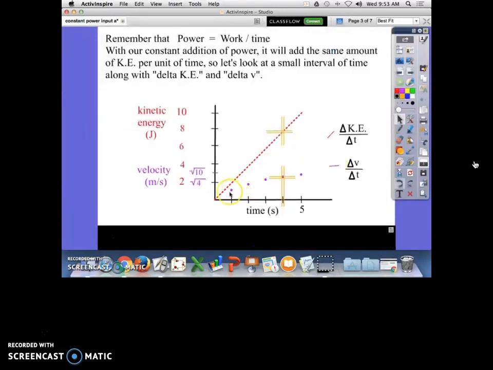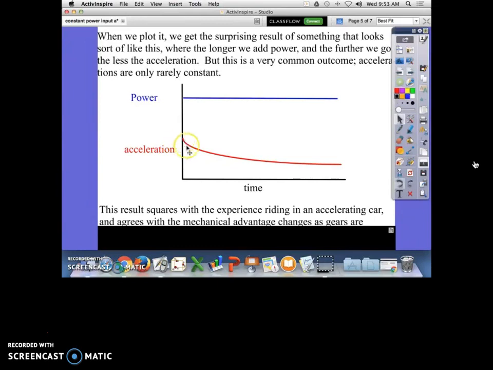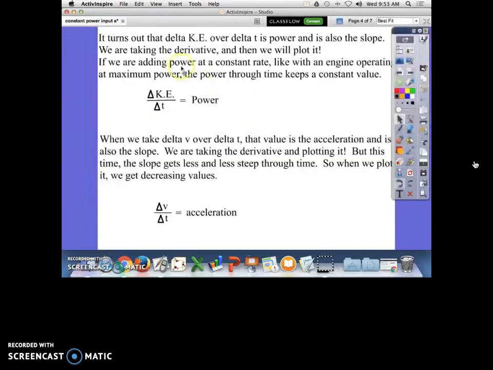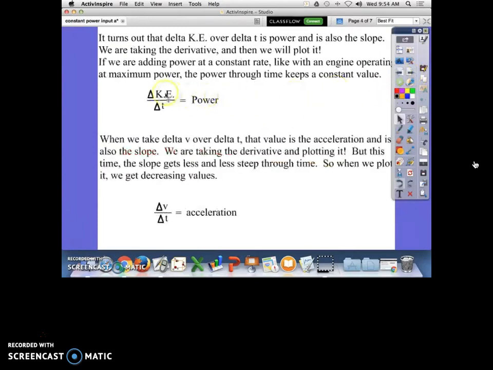But the acceleration gets less, the slope gets less and less the farther you get out. So the acceleration as we plot it gets less and less as time goes on. Okay, let's go back one screen. It turns out our delta KE over delta t is power. It's also the slope. So basically we're taking the derivative, and when we plot that, we get the straight line. If we're adding power at a constant rate, like with an engine operating at maximum power, the power through time keeps a constant value.